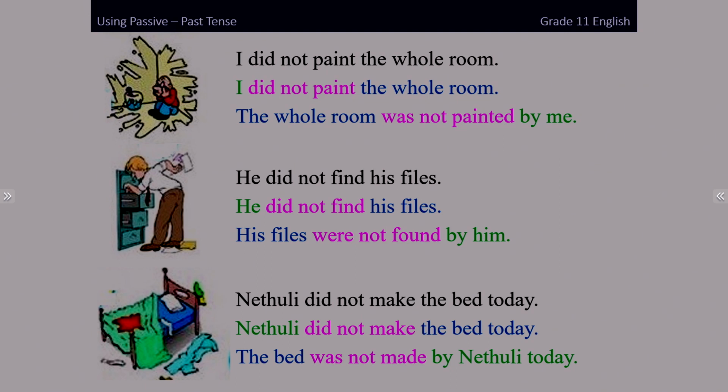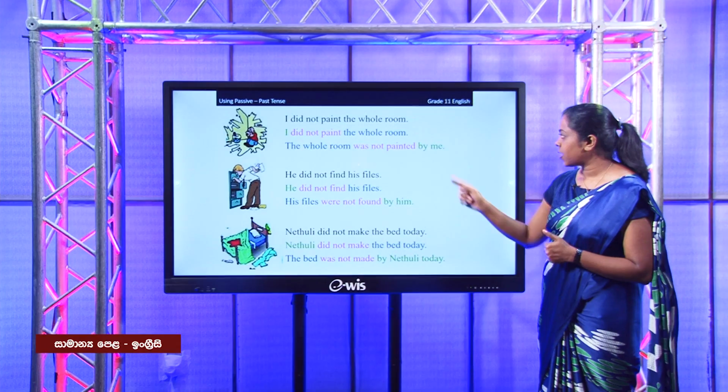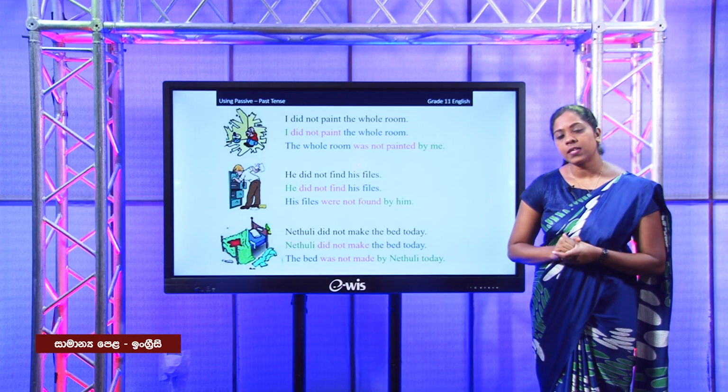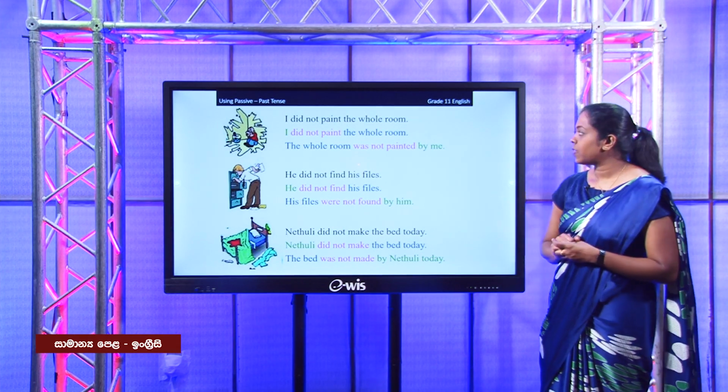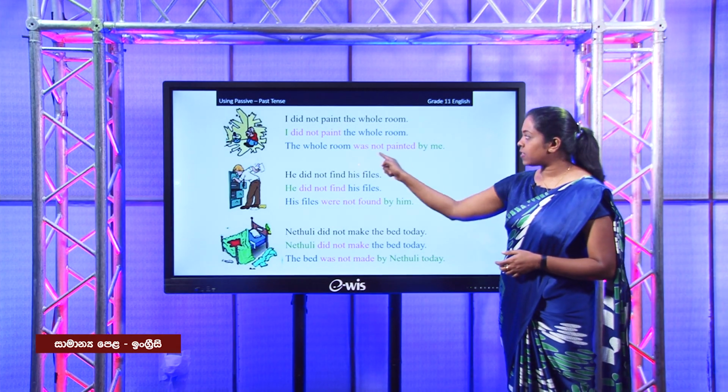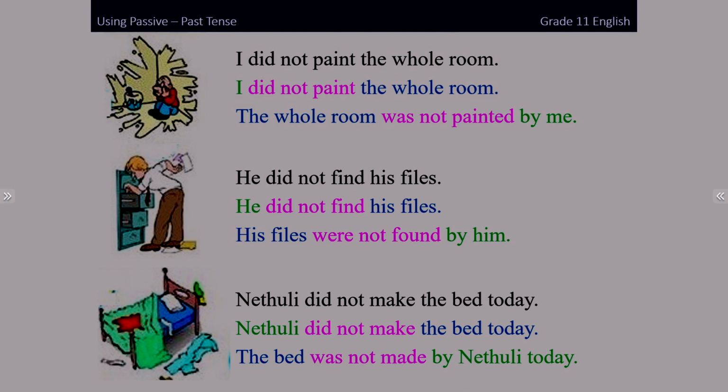So, simply what are you going to do? You are going to do what I just told you. You bring the whole room in front. I comes at the end. You know, I, the subject pronoun, changes into me, the object pronoun, and it is indicated by the by agent. And look at the change in the verb. Did not paint has been changed into was not painted. I hope that is clear.